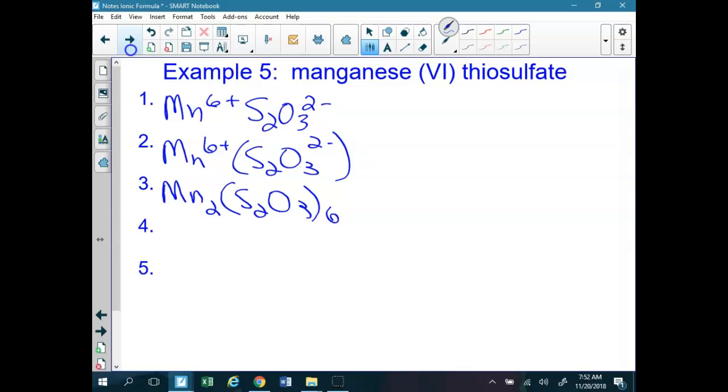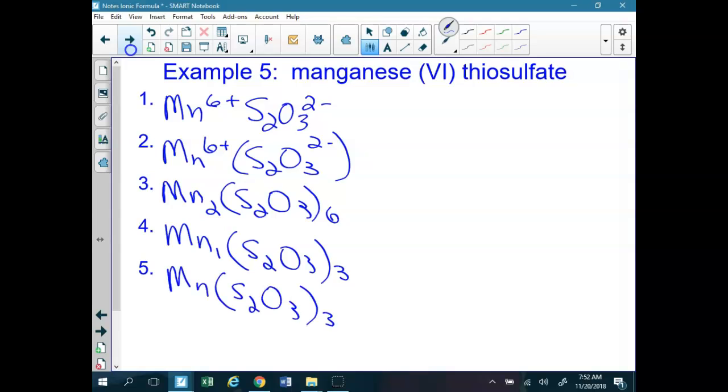Okay, can anything go into 2 and 6? Well, 2 goes into 2 and 6, doesn't it? So this becomes Mn1, S2O3 3, because 2 divided by 2 is 1, and 6 divided by 2 is 3. Agree? All right, we need to clean it up without 1s, yes? So that would be Mn, S2O3 3. Have to keep the 3, because the only time I can get rid of parentheses is if it's followed by a 1.